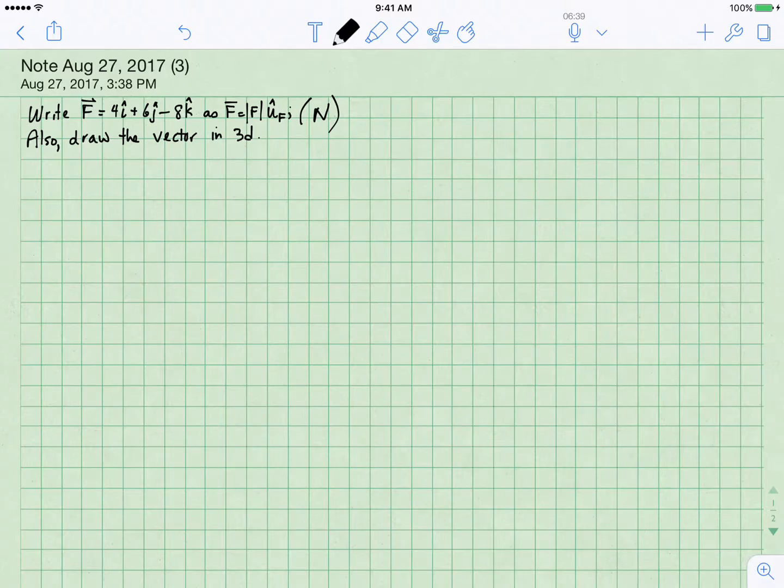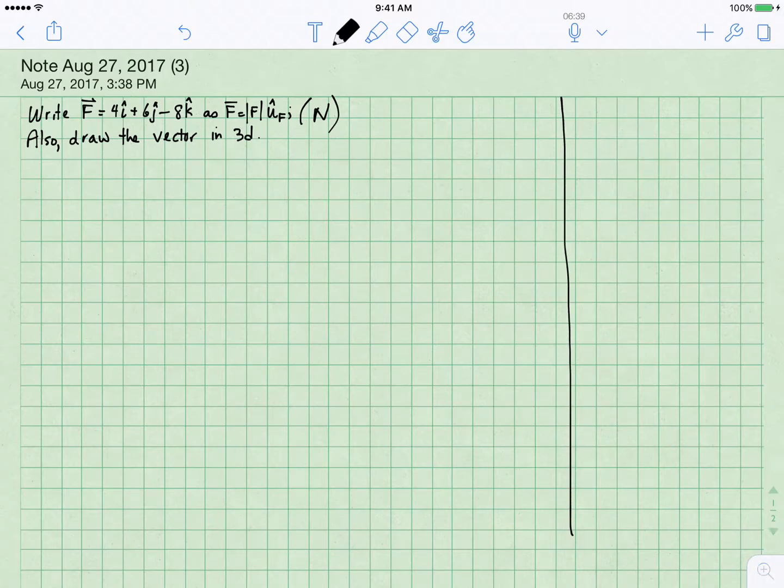We've been asked to write force equals 4i plus 6j minus 8k newtons in a different way. We've been asked to write it as force equals its magnitude times its unit vector. And then we've been asked to draw the vector in 3 dimensions. I always like to start with visuals, so let me go ahead and draw that vector in 3 dimensions first off.